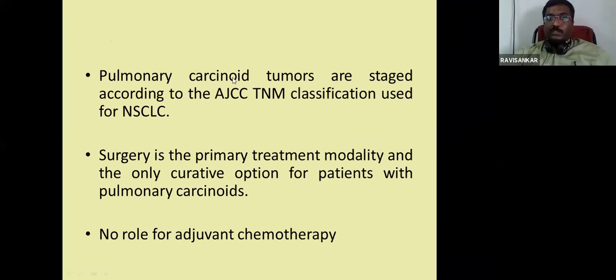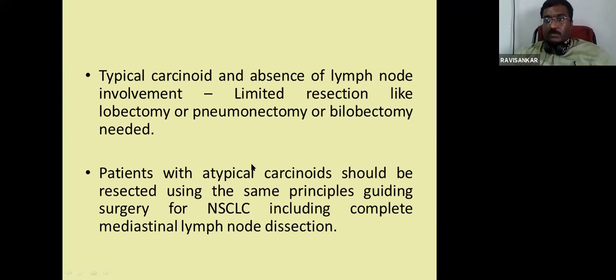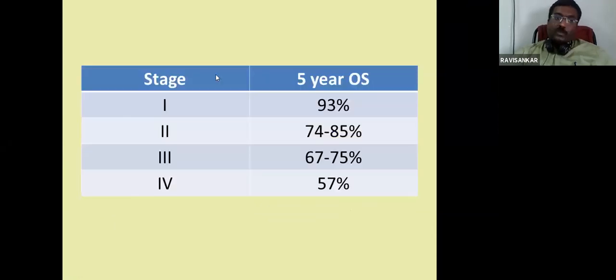Pulmonary carcinoids are also classified according to the IASLC classification for lung cancers. Surgery is the main treatment. If possible, limited resections can be attempted. It also needs a mediastinal lymph node dissection.